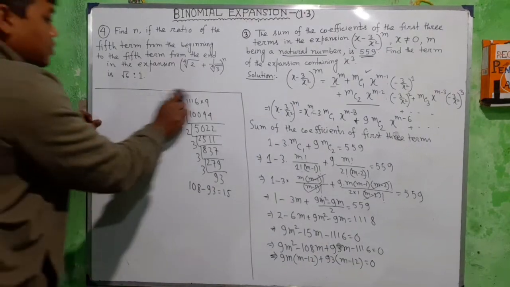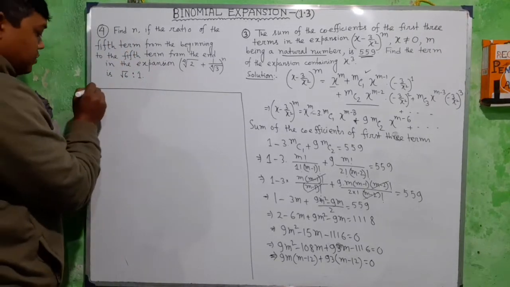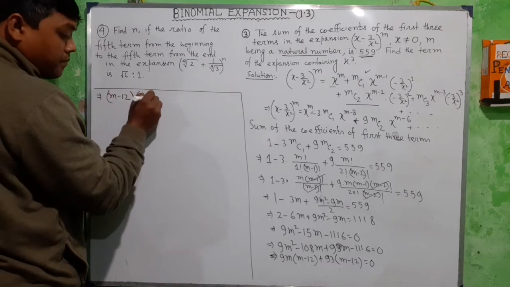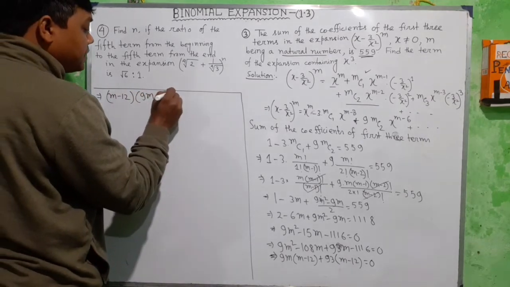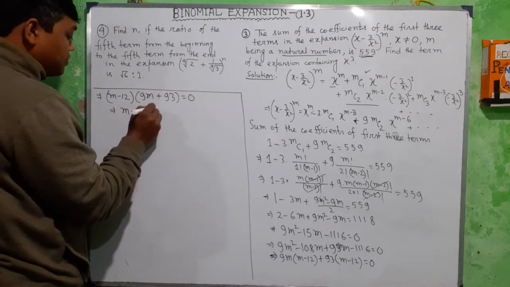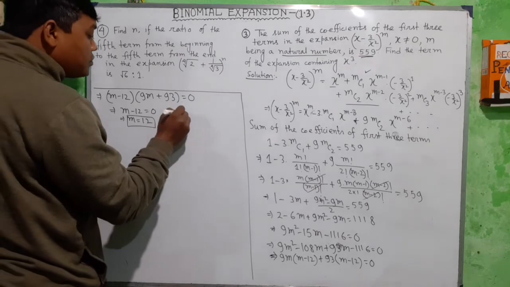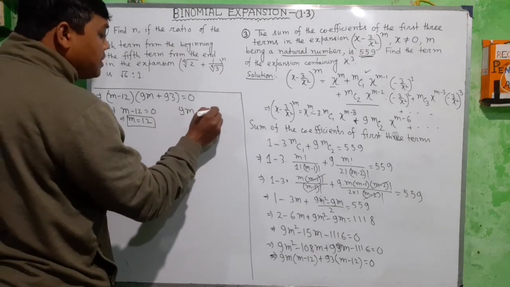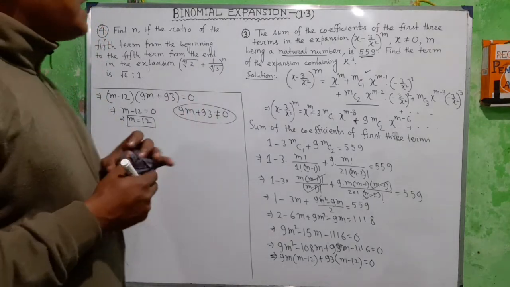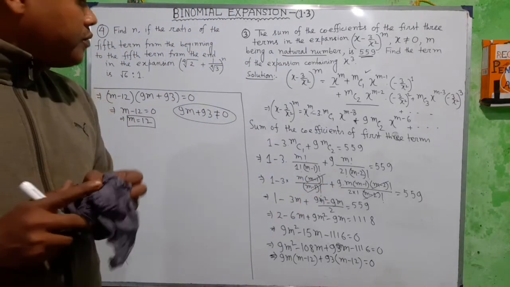Okay. So if I write it clearly in this section, we will get m minus 12 into 9m plus 93 equals 0. So this gives m minus 12 equals 0, m equals 12. The other factor cannot be 0 because the condition is given to you in the question that m is a natural number. Natural number is always positive, that cannot be a fraction.